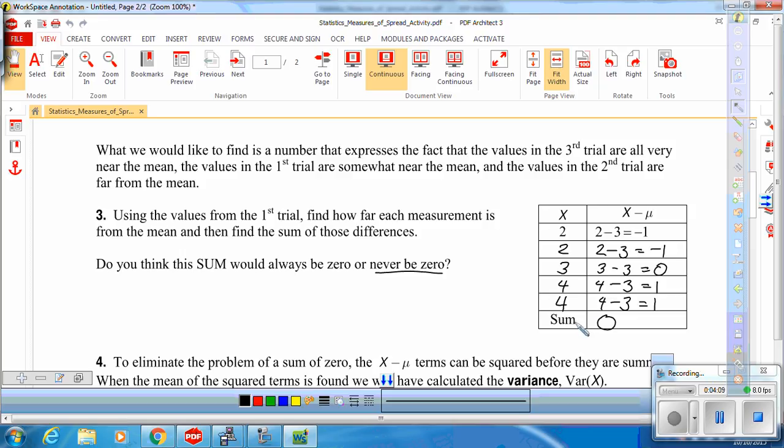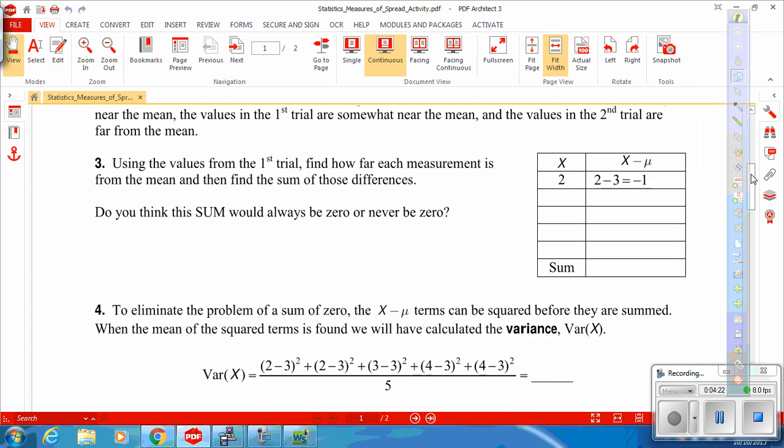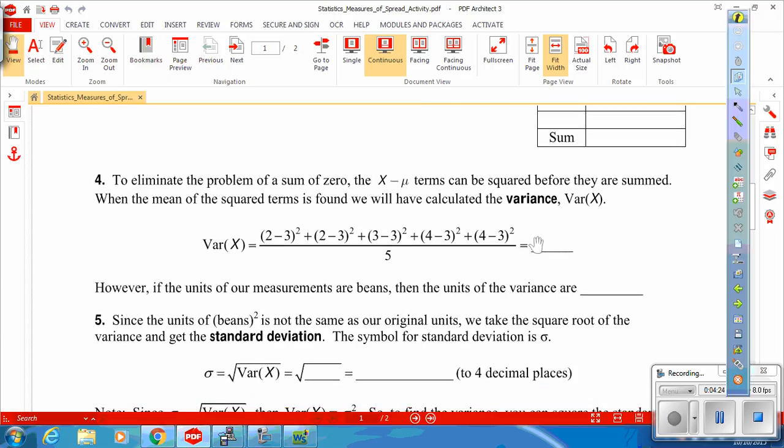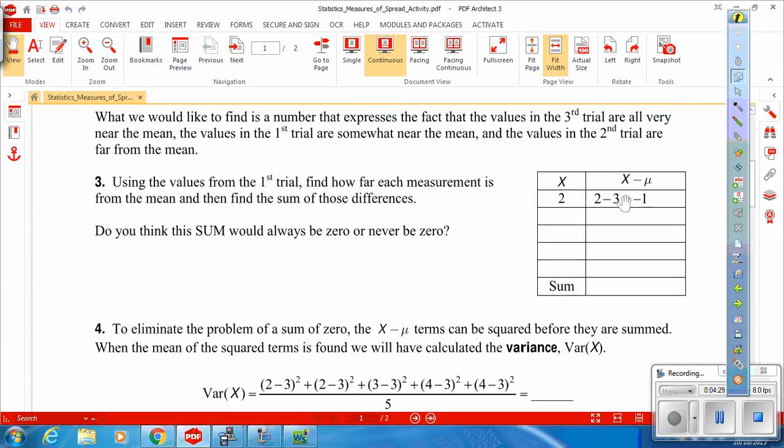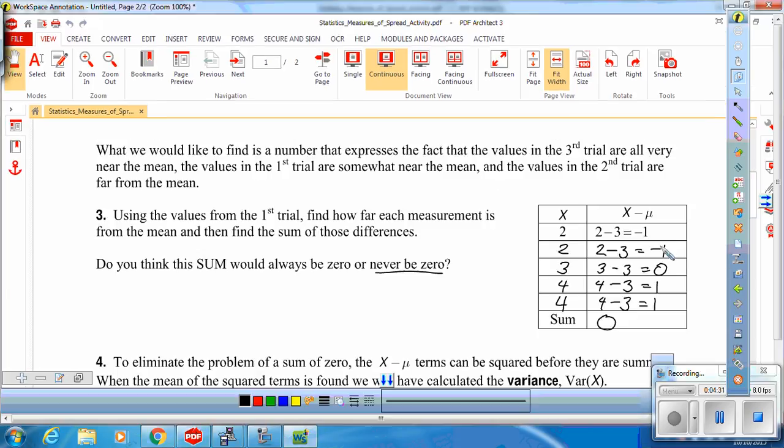0 kind of messes up our numbers. So what we do to compensate for this is we get rid of the negative numbers. And the easiest way to get rid of these negative numbers is to square everything. So what we want to do when we're measuring spread is, first, we want to find the distance of all the numbers from the center, from the mean. So that's what we're going to do first.